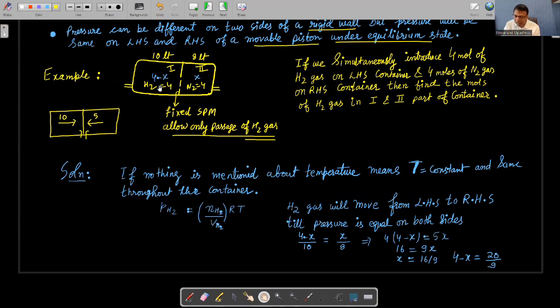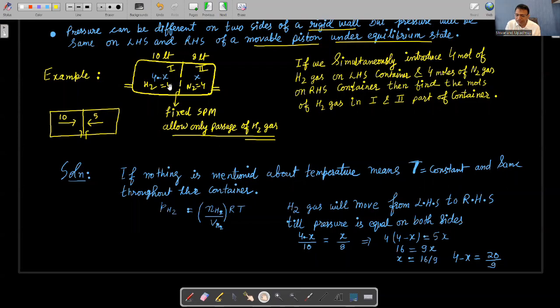Finally, under equilibrium condition, if the pressure of hydrogen on the left hand side and on the right hand side is equal, it means that the number of moles of hydrogen gas upon volume on the left hand side is equal to the number of moles of hydrogen gas upon volume on the right hand side. Some moles of hydrogen are moving from left to right. Assume X. So the left amount is 4 minus X. So we can say that (4 minus X) upon 10 liter is equal to X upon 8 liter.